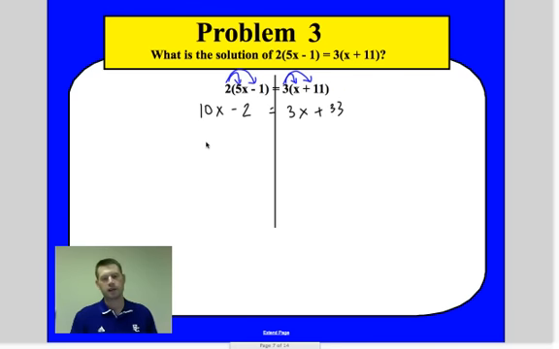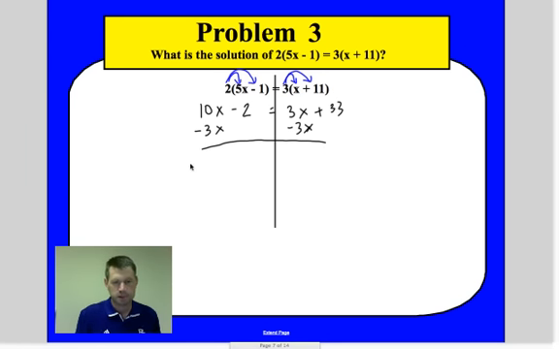Now which side do I want to take, 10x or 3x? I want to take 3x away from both sides, again so I stay positive. So now 10x minus 3x gives me 7x minus 2. And 3x minus 3x is 0, but we got 33. Great. Okay, we're going to add 2 to both sides now.